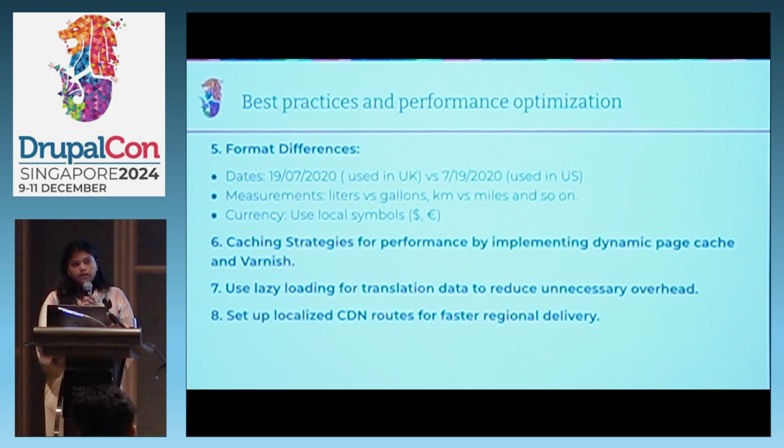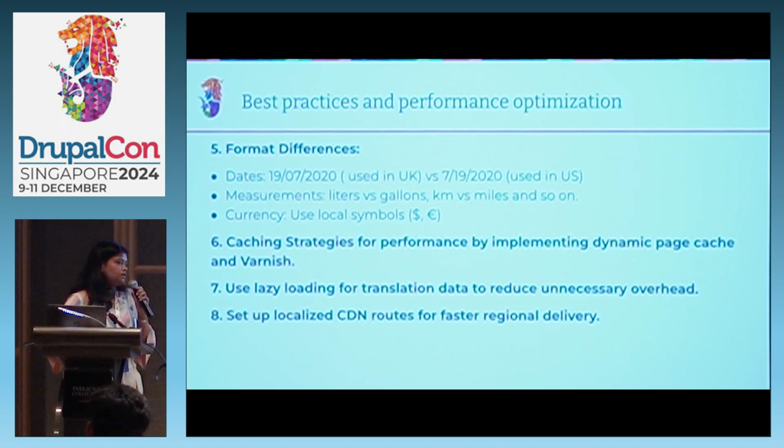We very well know that caching is important, and for that we can implement the dynamic page cache and Varnish, and we can also implement lazy loading of the translated data to reduce the unnecessary overheads. And setting up localized CDNs will drastically improve the speed at which the website is being loaded.